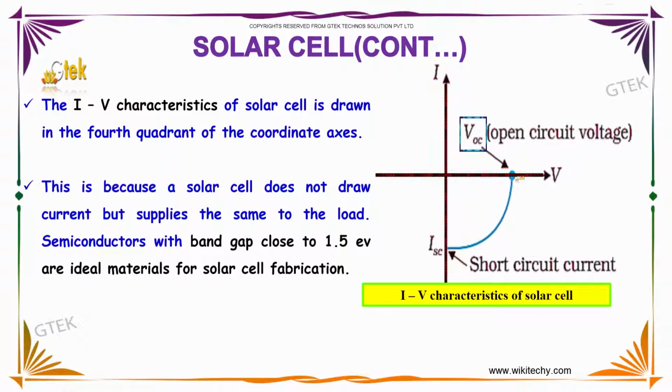The current versus voltage characteristics of a solar cell is drawn in the fourth quadrant of the coordinate axis. This is because a solar cell does not draw current but supplies it to the load. Semiconductors with a band gap close to 1.5 electron volt are the ideal materials for solar cell fabrication.